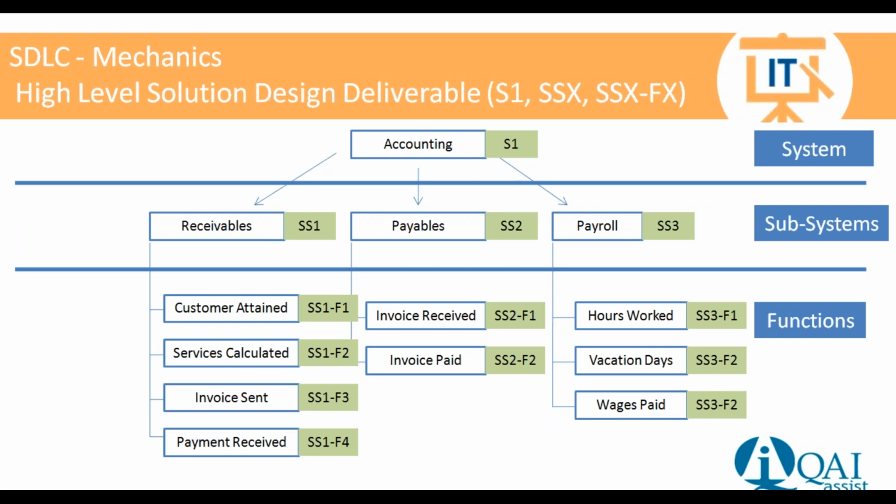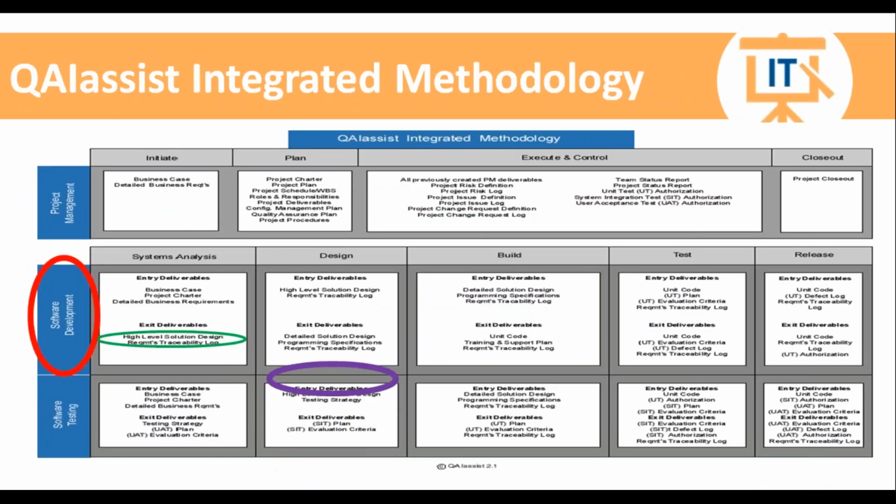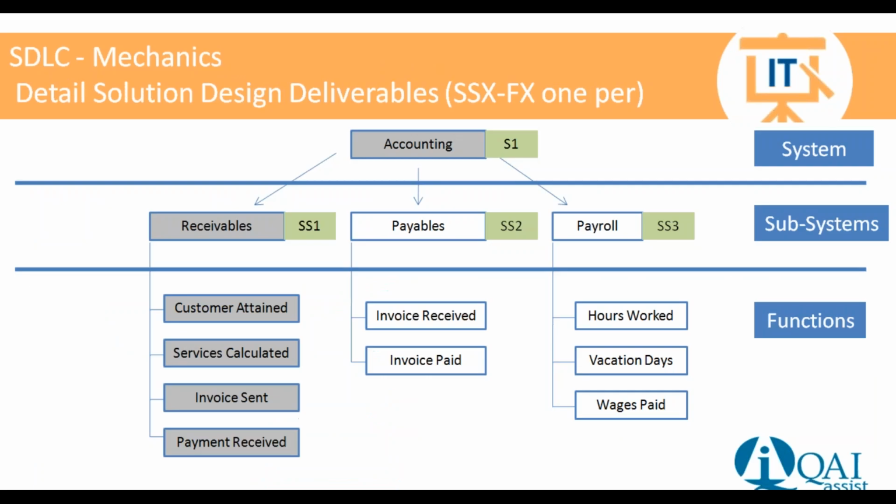But we're just trying to define a global perspective on what all of this functionality is at a very high level. So we'll lay out the systems, the subsystems, and the functions at a high level in our high-level solution design deliverable. Okay, so as we go through methodology, and we go from the systems analysis phase into the design phase, we're going to use this high-level solution design deliverable, and we're going to break it down further. As we talked about earlier, we're going to get into a detailed solution design. And essentially what we're going to do is we're going to have one deliverable per function.